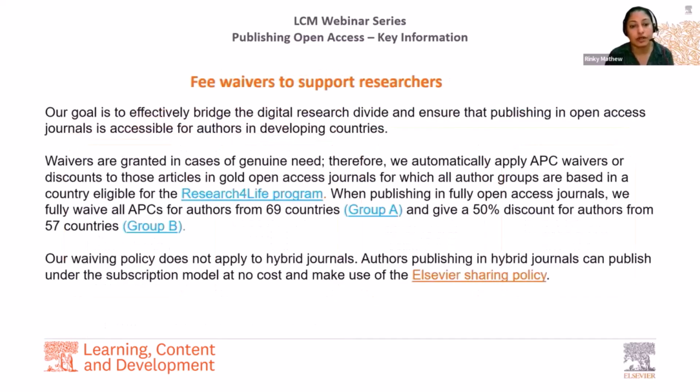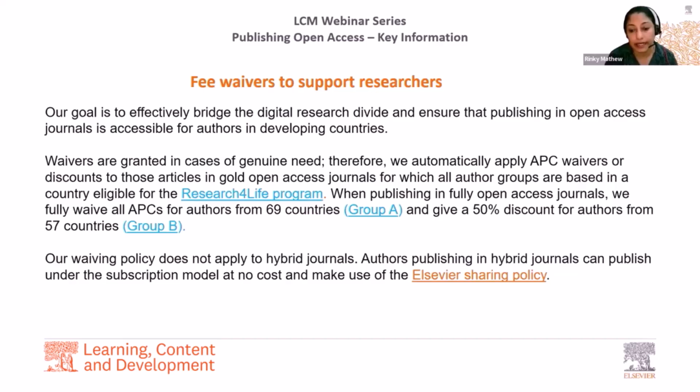Now, in terms of fee waivers to support our researchers, our goal is always to bridge the digital research divide and ensure that publishing in open access journals is accessible to authors in developing countries. As part of this, we have the Research for Life program, which ensures APC waivers are automatically applied to articles in gold open access journals where all the author groups are based in a country eligible as part of the Research for Life program.